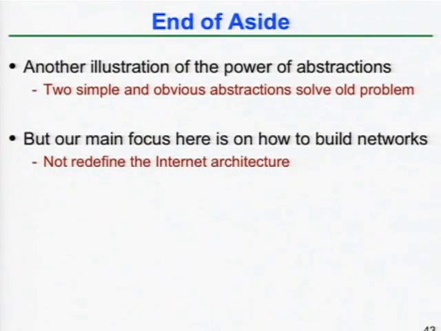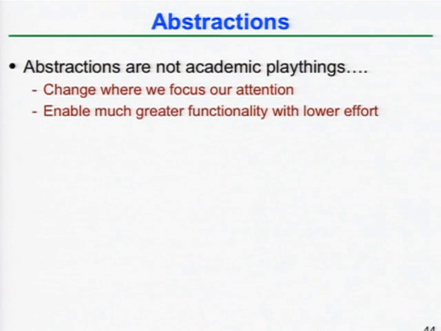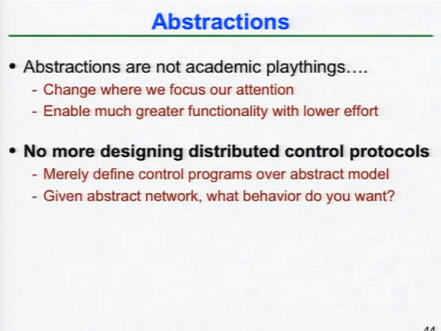But the main focus here was on how to build networks, not redefining the internet architecture. So I want to go back and make a few comments about abstractions before I end my talk. Abstractions are not academic playthings. This is not just what we write textbooks about, but people who build real networks can't ignore them. This completely changes where we focus our attention when we build networks. It enables much greater functionality with lower effort, and in particular, no more designing distributed control protocols.